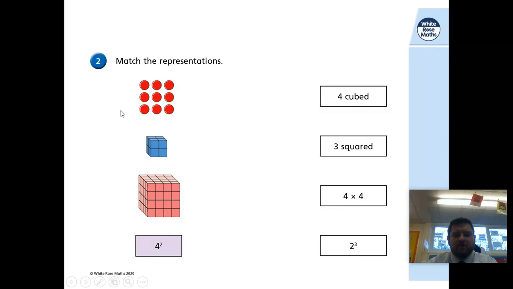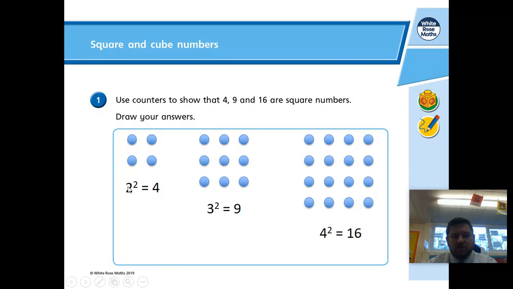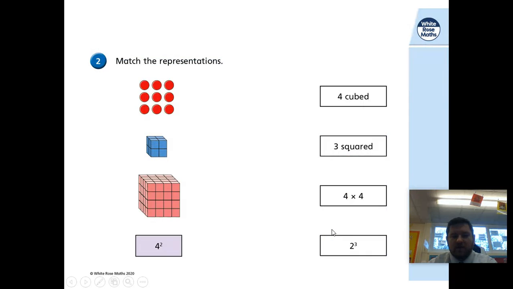If we think about representations, again we have an array. Okay, this one is 3 squared because it's 3 across and 3 up. 3 squared would match to that one. 4 with a little 2 next to it looks very similar to these, doesn't it? So again, it's a square number. It's got a little 2 because we just multiply 4 times 4. We need 2 4s in our calculation. And there is 4 times 4.